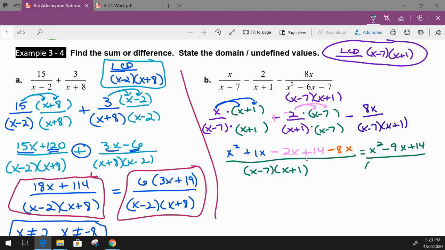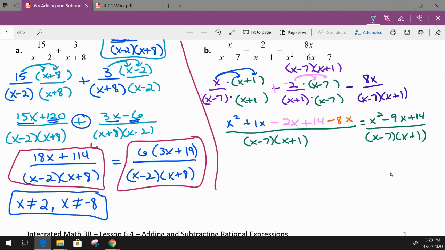And that's all over x minus 7 and x plus 1. So just like the last problem, you don't have to factor the numerator unless it can be reduced with the denominator. So if you look at this trinomial, ask yourself, can it be factored? And if it can be factored, will it be reducible, does it have a common factor with your denominator? And before I start crossing anything out, let's state our undefined values.